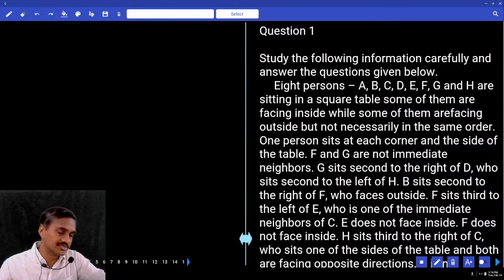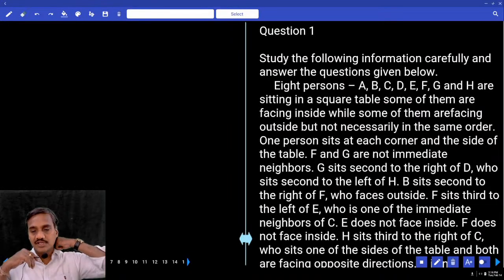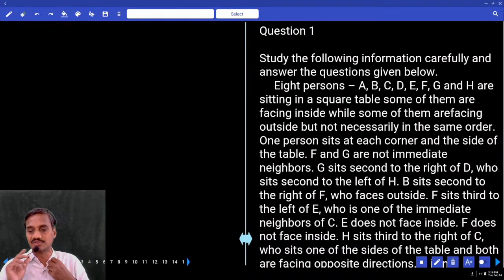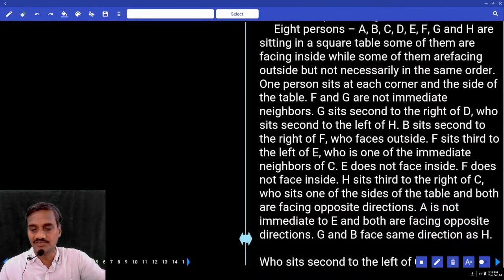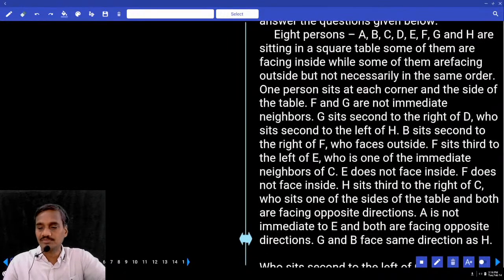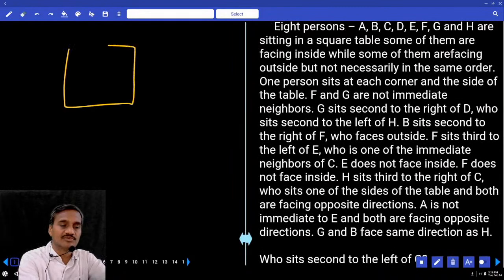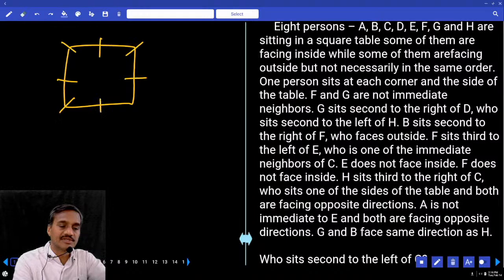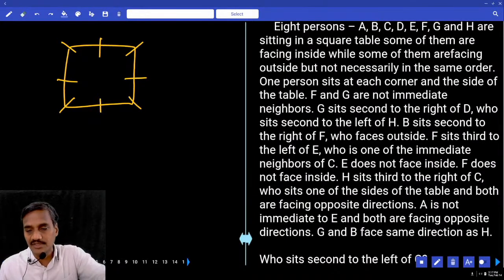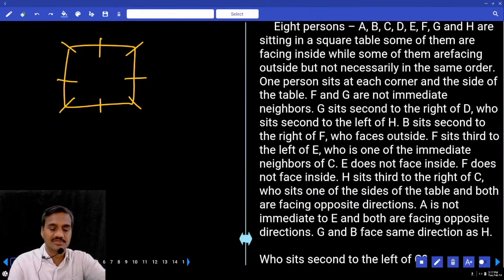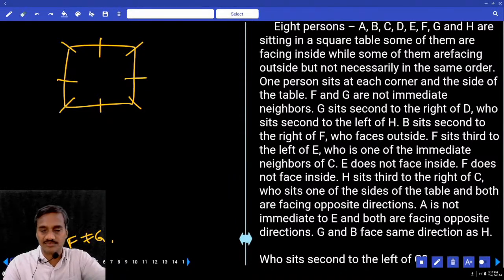There are 8 persons, A, B, C, D, E, F, G and H, and they are seated around a square table. Some of them are facing inside, some facing away from the center, and 1 person at each corner and side of the table. This is the square table, 8 persons, 4 at the centers, 4 at the corners. F and G are not immediate neighbors, so F and G cannot be adjacent to each other. That is one piece of information.